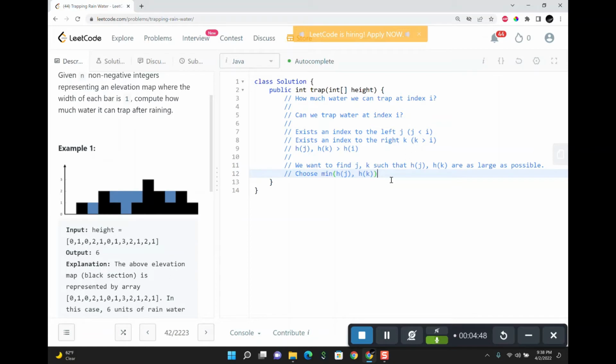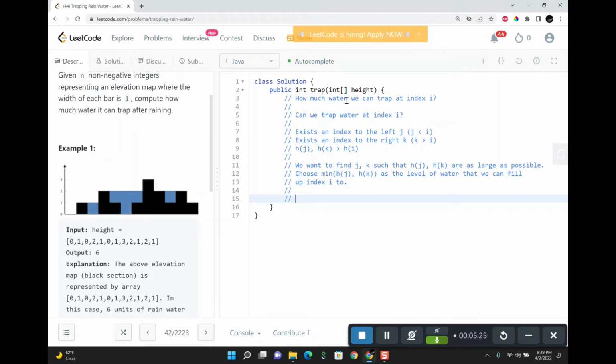So the level of water to which we can fill up at an arbitrary index I is going to be the minimum of the maximum possible values h of j and h of k, okay? So choose the minimum of h of j and h of k as the level of water that we can fill up index I to, right? That's all good. Now, we're not done solving this problem though, right?